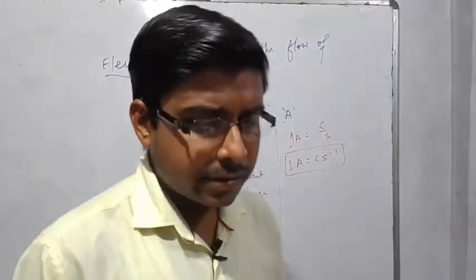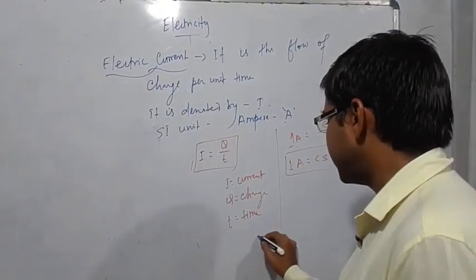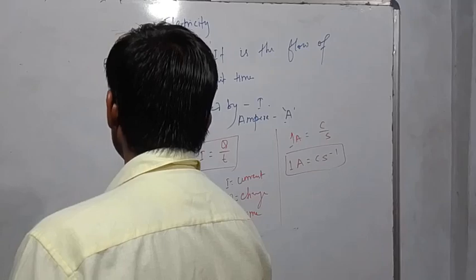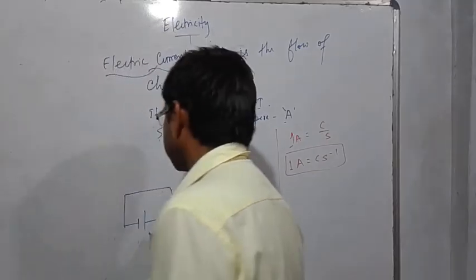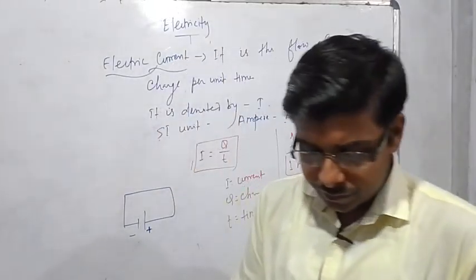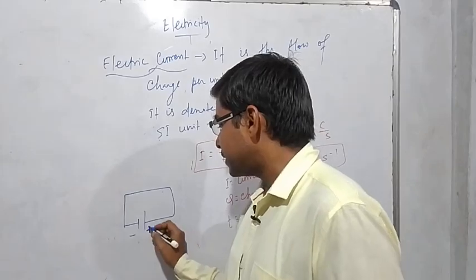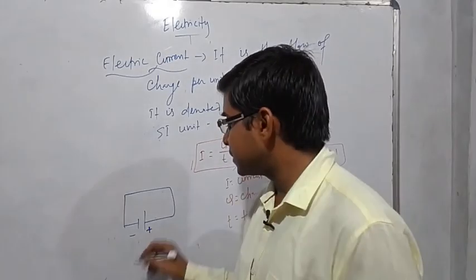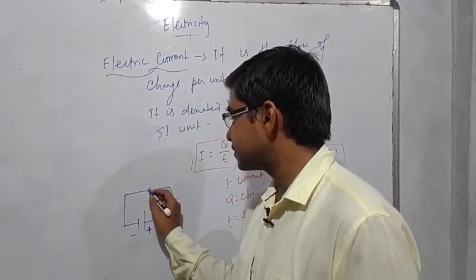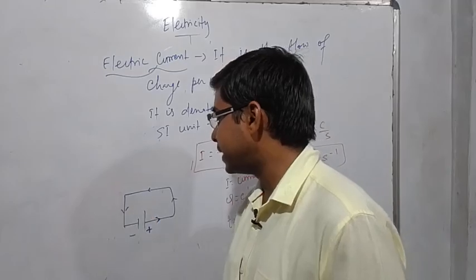In any circuit, suppose you consider a circuit, just to make a circuit. This is a positive terminal, this is a negative terminal, isn't it? We know if I switch on this circuit, that means current will start flowing in this way, from the positive to the negative terminal.